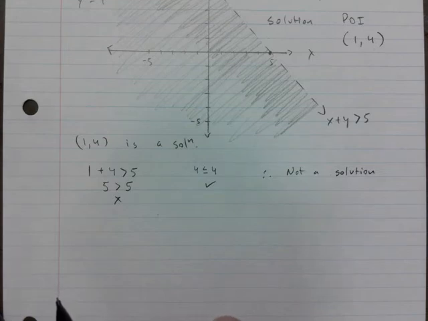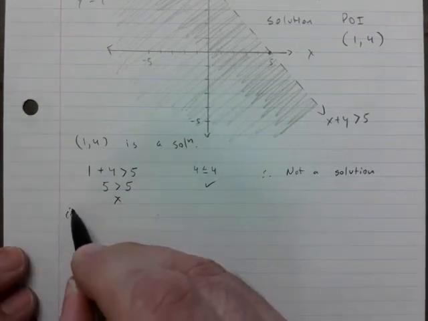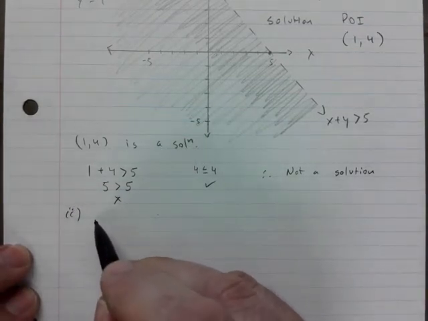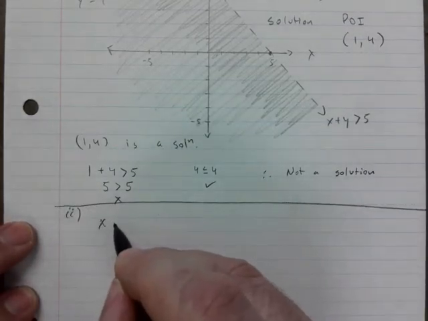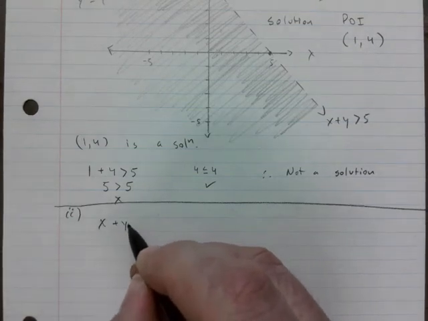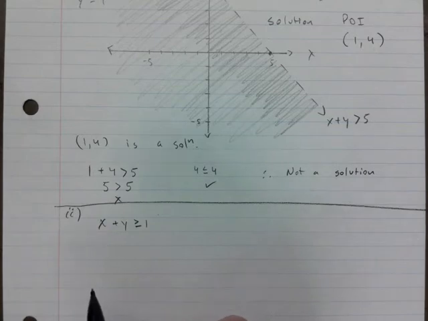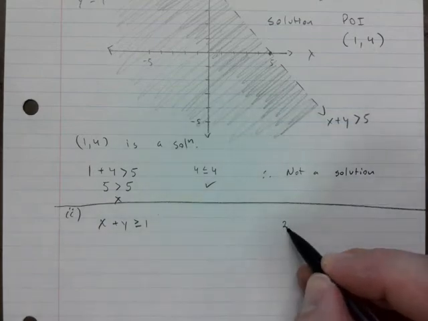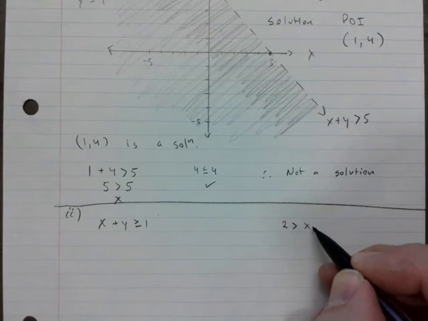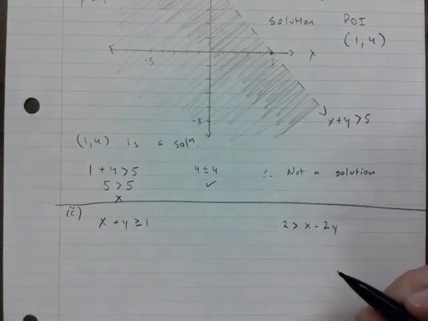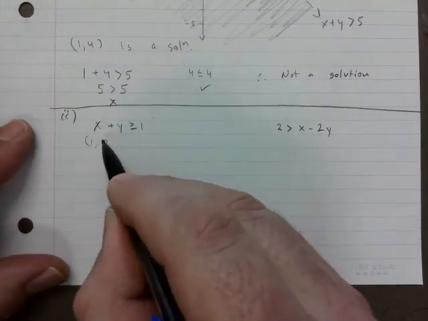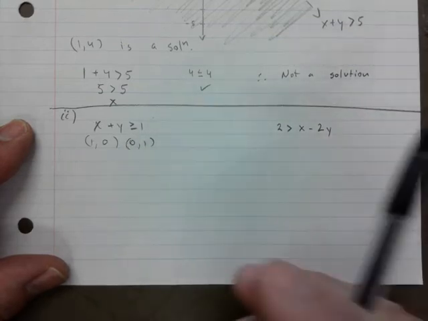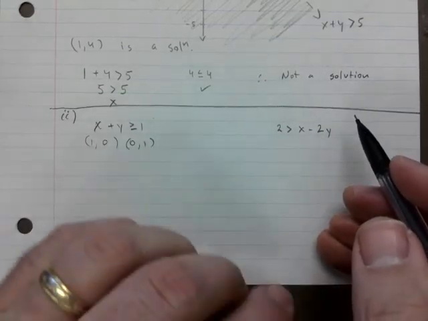So the second one, let's try that one. Let's see if we can manage to get that in here. So we have, I'm going to cut this here. X plus y is greater than or equal to 1. And the other one is 2 is greater than x minus 2y. Okay. So this is 1, 0, 0, 1. Because there is x plus y, and you have that there.